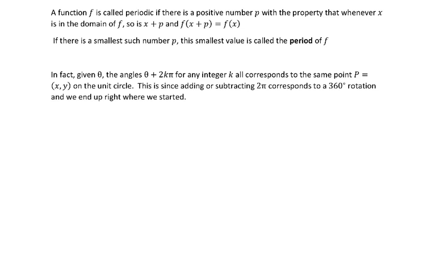Now, if you remember, if you have an angle theta that's drawn in standard position, the angle theta plus 2 times k times pi, where k is any integer, positive or negative, those angles are all going to be coterminal. In other words, their initial and terminal sides will coincide with each other when drawn in standard position.